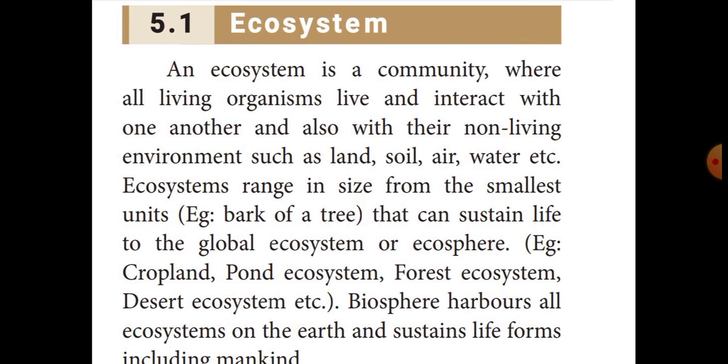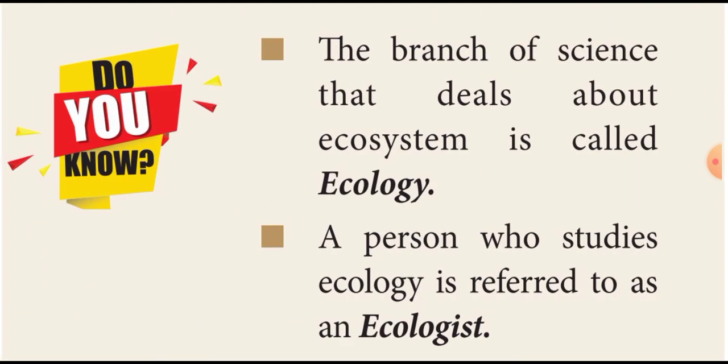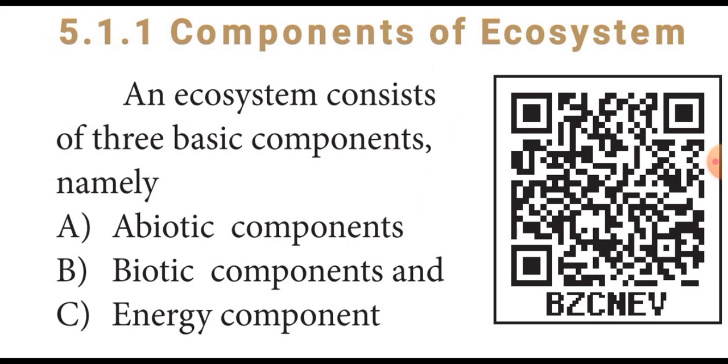From this lesson, first we learned about the ecosystem. An ecosystem is a community where all living organisms live and interact with one another and also with their non-living environment such as land, soil, air, water, etc. Then we learned what ecology and an ecologist are. The branch of science that deals with the ecosystem is called ecology. A person who studies ecology is referred to as an ecologist.